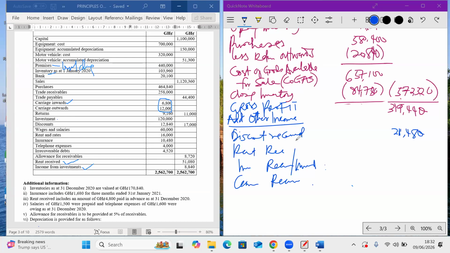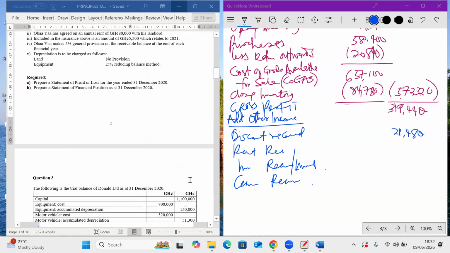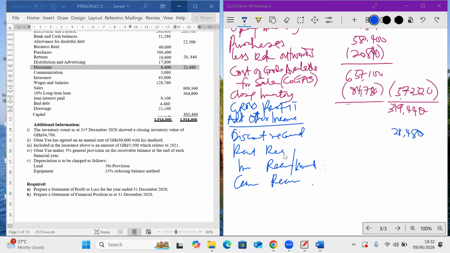So this rent received and income from investment, I would have added all of them to the discount received. This is the discount received. So 1, 2, and 3 would have all gone to other income. But here in the question we are solving, we have only one, which is the discount received. So let's see if there's any other one.